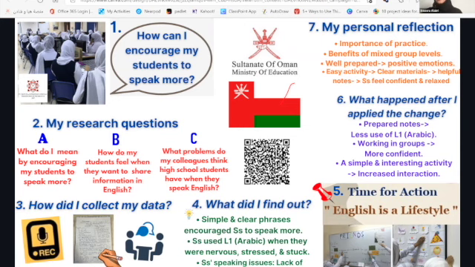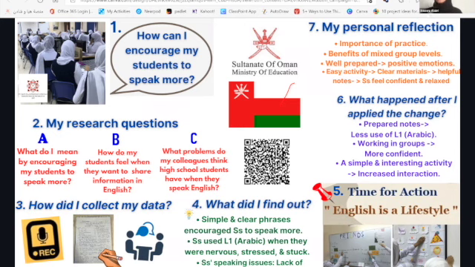What happened after I applied this project twice in November and December? Prepared notes resulted in less use of L1 Arabic. When my students worked in groups, they were more confident. A simple and interesting activity increased my students' interaction.